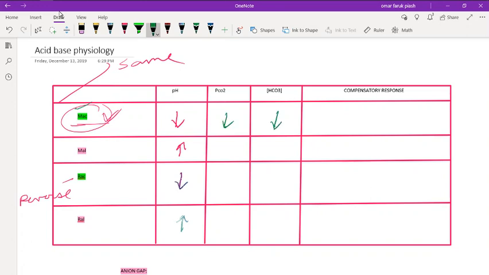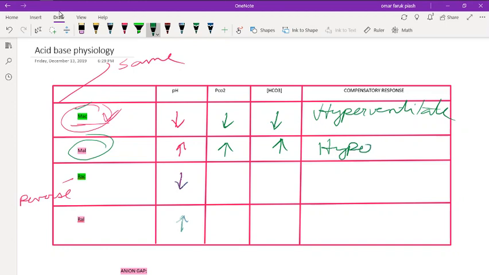In metabolic acidosis, the compensatory mechanism is the respiratory system. To move out the acid, you have to hyperventilate. And in alkalosis, the direction would be the same, and you have to hypoventilate.